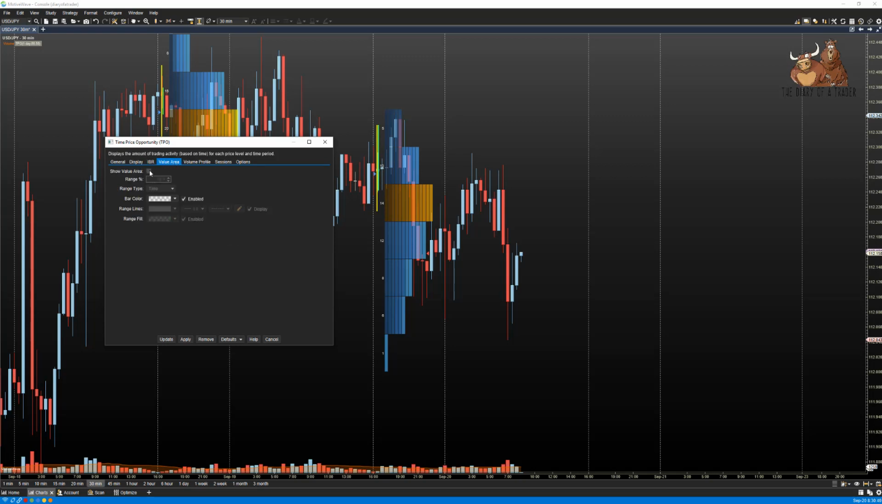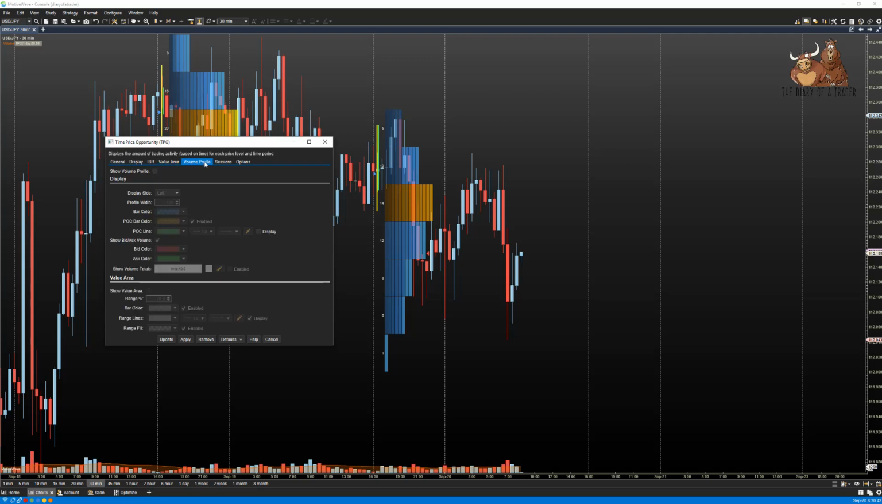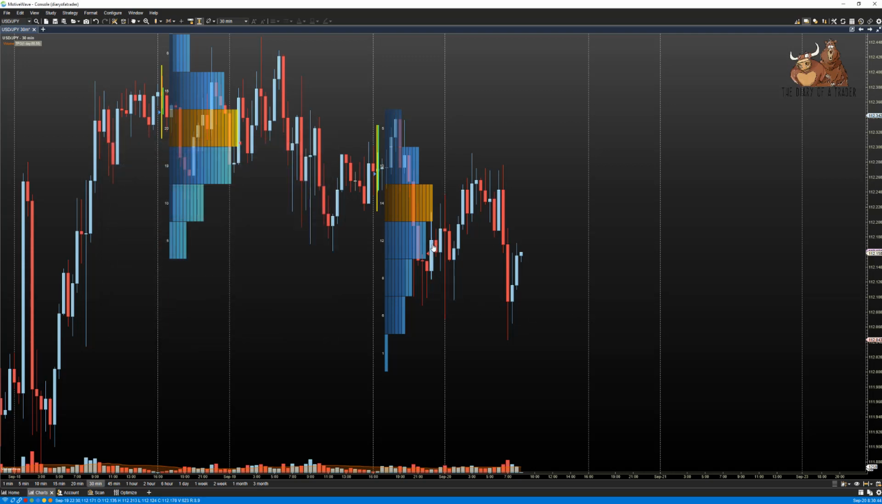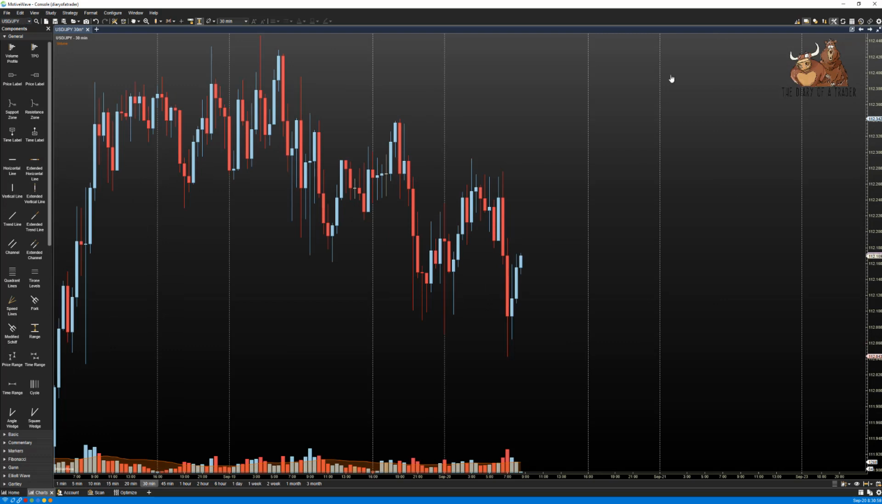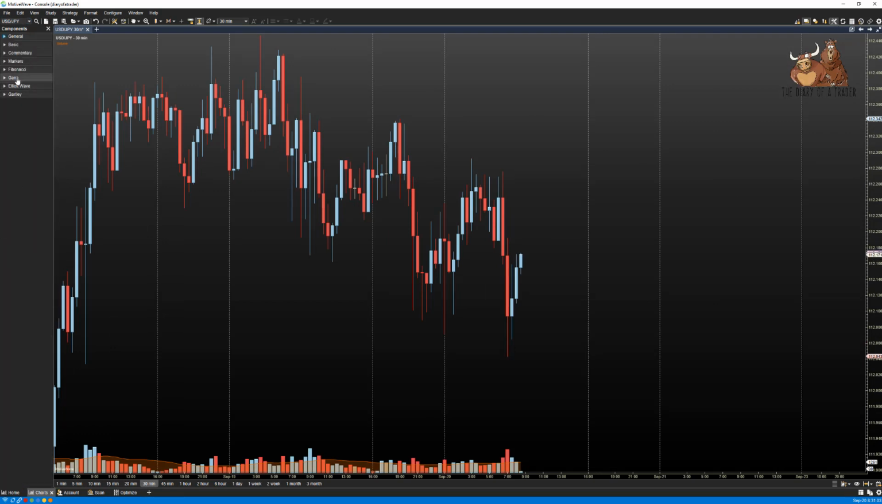We can do the value area, like a volume profile, but this is a fantastic piece of analysis and a more advanced form of volume profile. But you don't have to look at it just like that. There are other ways we can do it. But I also want to point out that they have a very, very extensive drawing library.